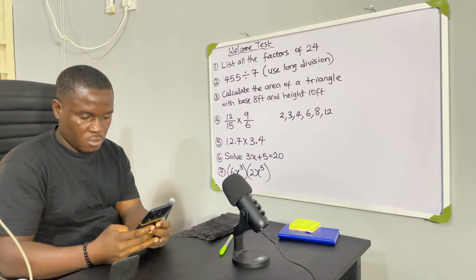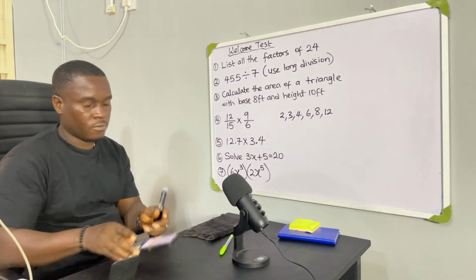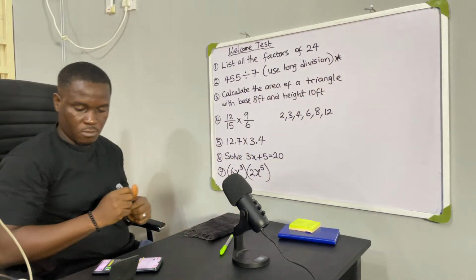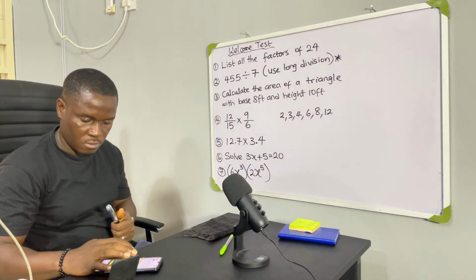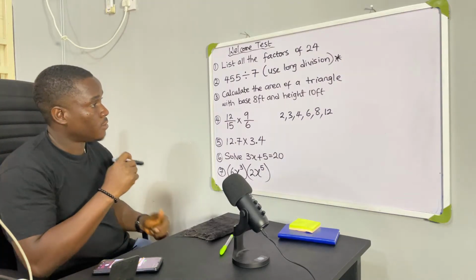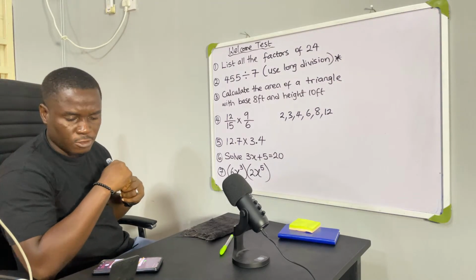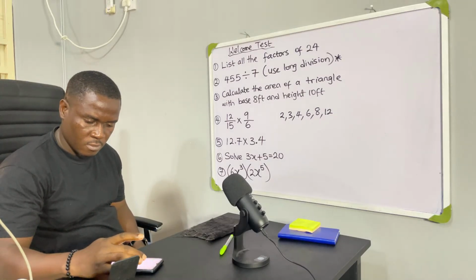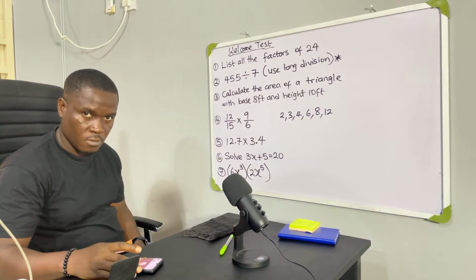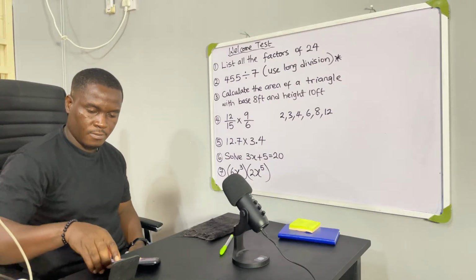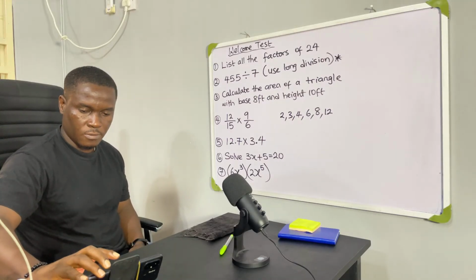For number 2, I skipped that one. Okay. For number 3, I have 80. Okay. How did you do it? For that one, I don't know if I'm correct, I just did area. I used the length and the breadth. Okay.